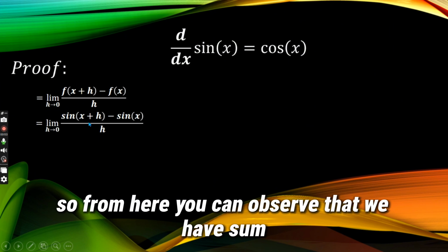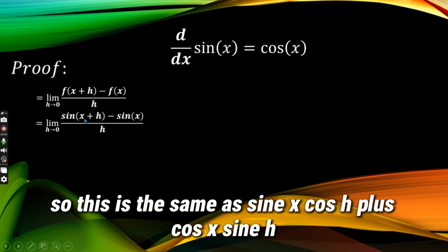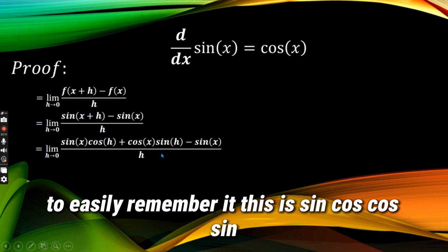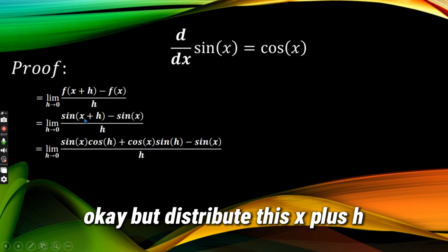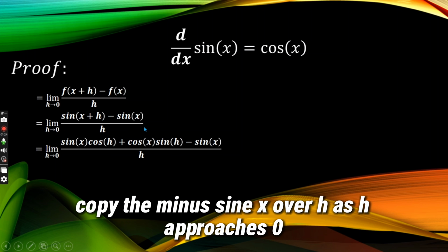From here, you can observe that we have a formula in trigonometry. This is the same as sine x cos h plus cos x sine h. To easily remember it, this is sin cos cos sin. Distribute the angle x plus h, so x, h, x, h, and then copy the minus sine x over h as h approaches 0.